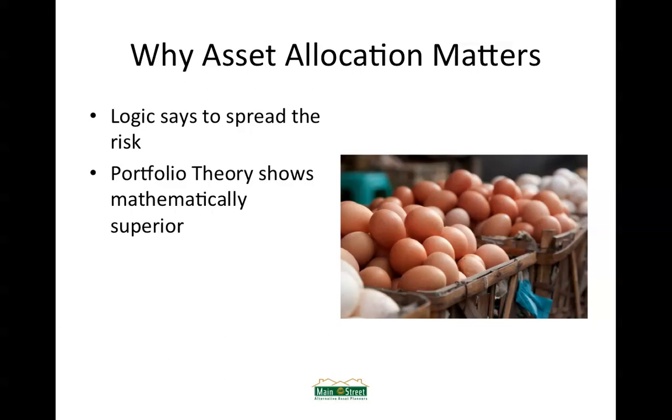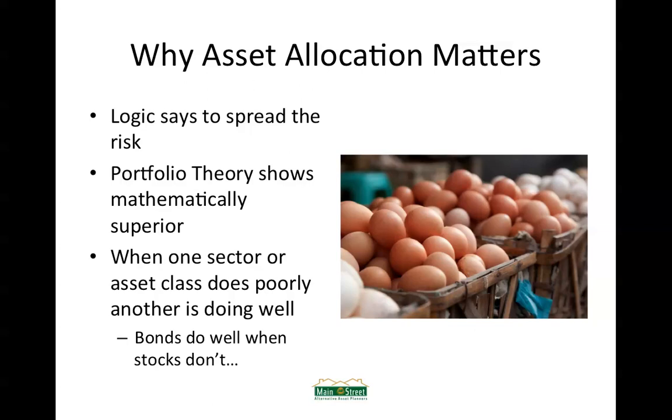Modern portfolio theory shows that spreading our assets around in different kinds of investments is mathematically superior as the market goes up and down. In fact, a guy won the Nobel Prize back in 1990 talking all about this theory. But the point is, when one sector or asset class doesn't do well, chances are another one is doing well. For instance, bonds do well when stocks don't, and so it's wise to have a little bit of each.